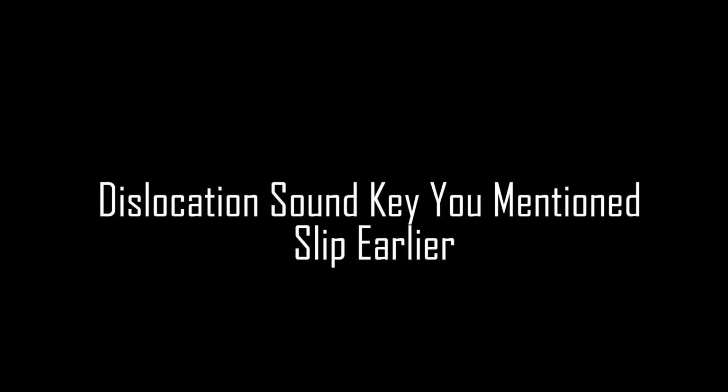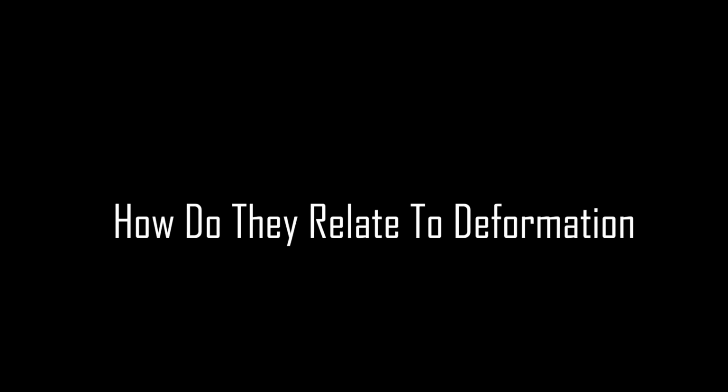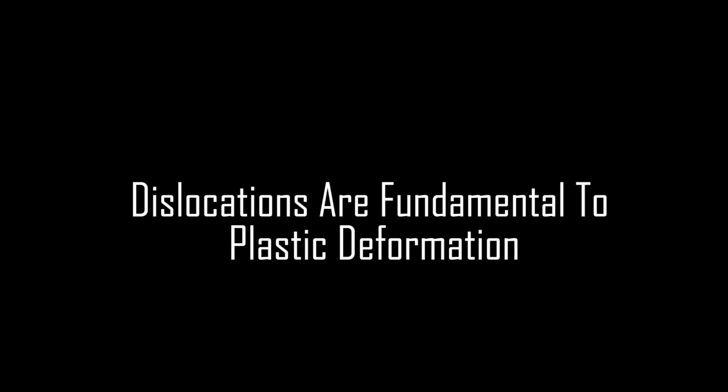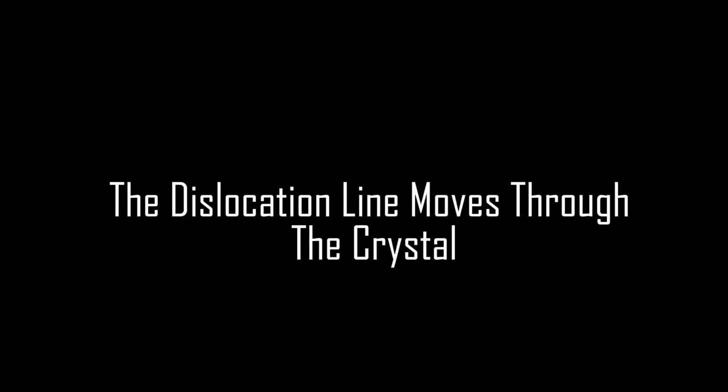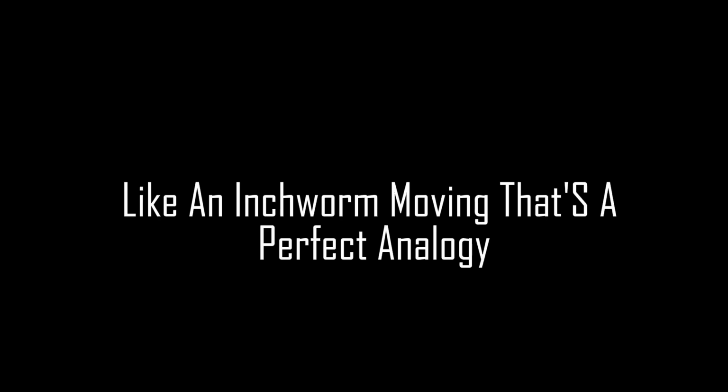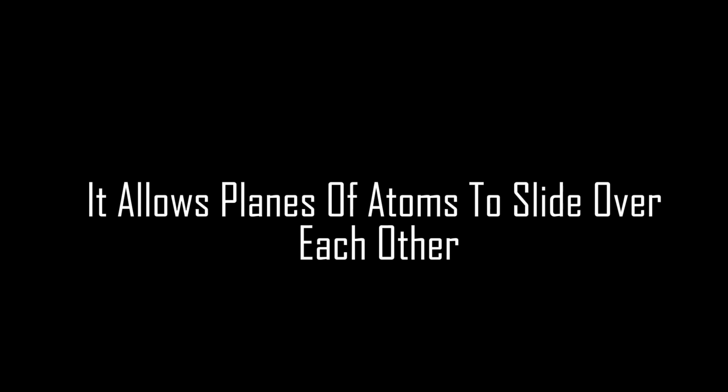Dislocations sound key. You mentioned slip earlier. How do they relate to deformation? Dislocations are fundamental to plastic deformation in crystalline materials, especially metals. Chapter 7 and figure 7.1 show this really well. Instead of breaking all the bonds across a plane simultaneously, which would take huge force, a dislocation allows slip to happen sequentially. The dislocation line moves through the crystal, breaking and reforming bonds row by row. Like an inchworm moving. That's a perfect analogy. It allows planes of atoms to slide over each other at much lower stresses than if the crystal were perfect.